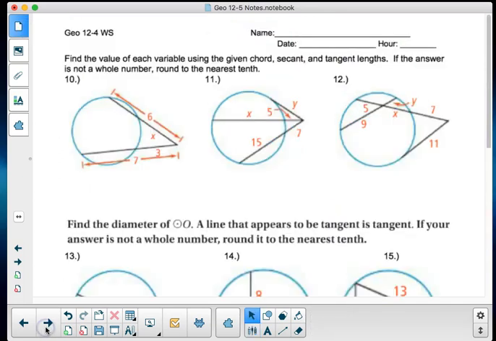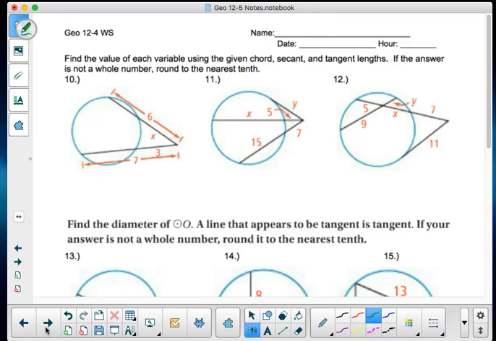Going on here. I've got problem 10, same idea. I've got 2 secants, but again, you got to keep in mind, it's the outside value, x, times the entire length. In this case, they're telling me the entire length, 6, is equal to the outside value, 3, times the entire length, 7. So now I've got 6x is equal to 21, and x is equal to 21 divided by 6. It's going to give me 3.5. So x is 3.5.